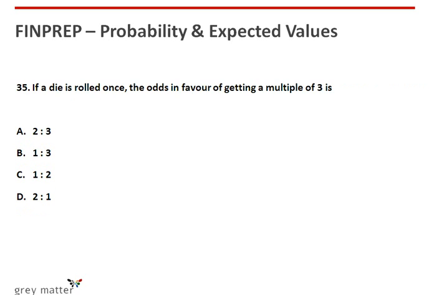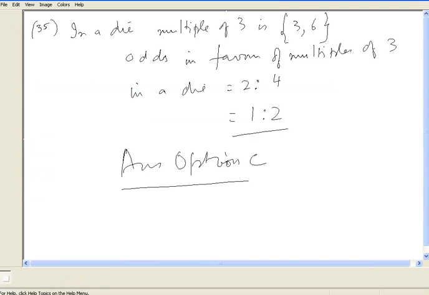35th question. If a die is rolled once, the odds in favor of getting a multiple of 3. Going to our work area, in a die, the set consisting of multiples of 3 would be 3, 6. Now odds in favor of multiples of 3 occurring in a die: there are 2 options for a multiple of 3 to occur in an unbiased die, and there are 4 options for a number not to be a multiple of 3.